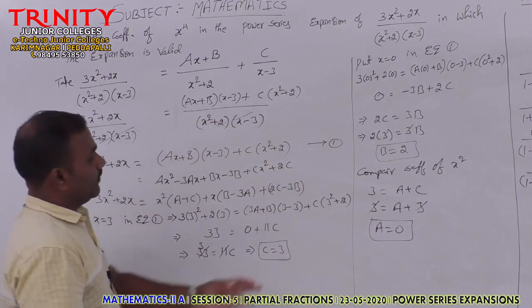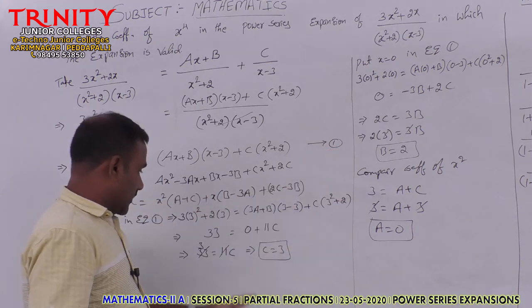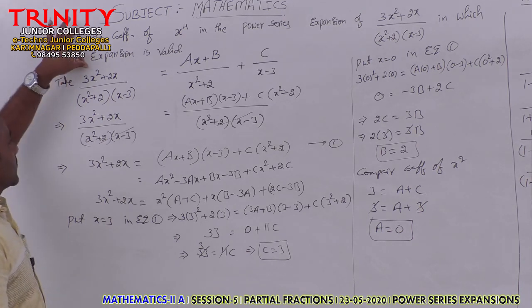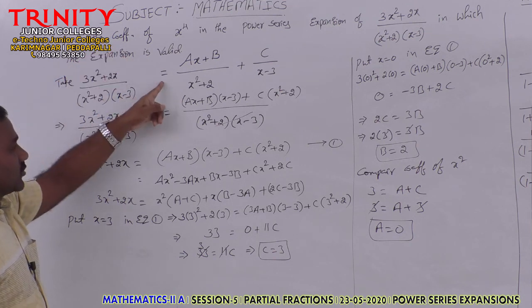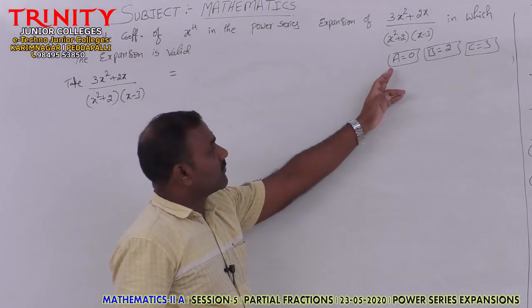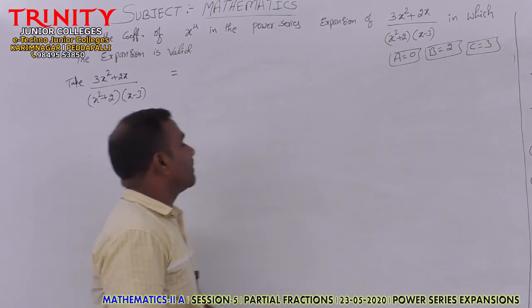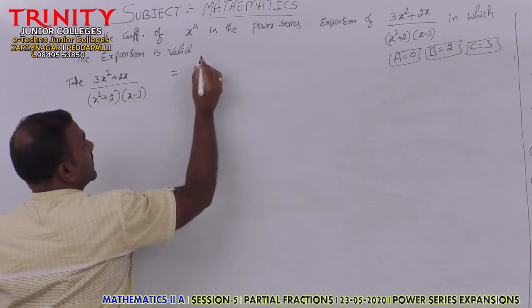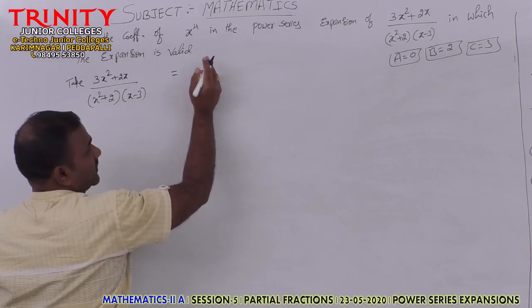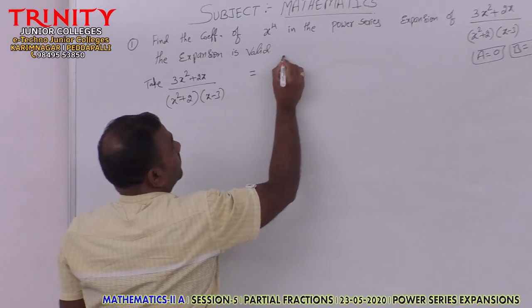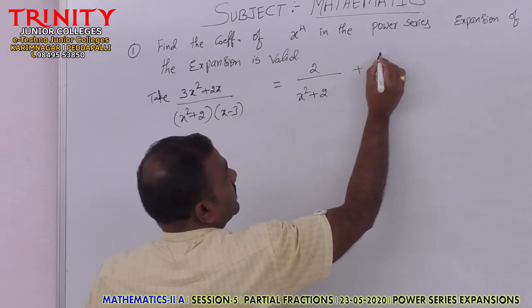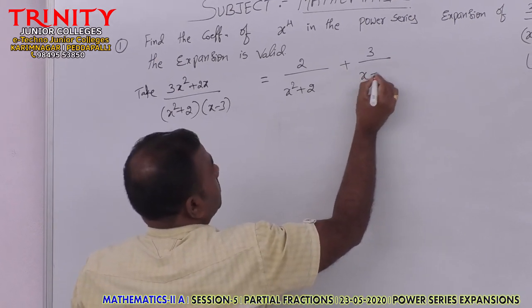Now we got a and we got b and we got c. With this we can write the partial fraction of 3x square plus 2x by x square plus 2 into x minus 3. Now with the values of a 0, b 2, c 3, this can be expressed as the sum of the fractions: ax plus b is nothing but 0x, that is 0, plus b 2 by the factor x square plus 2, plus c 3 by x minus 3.